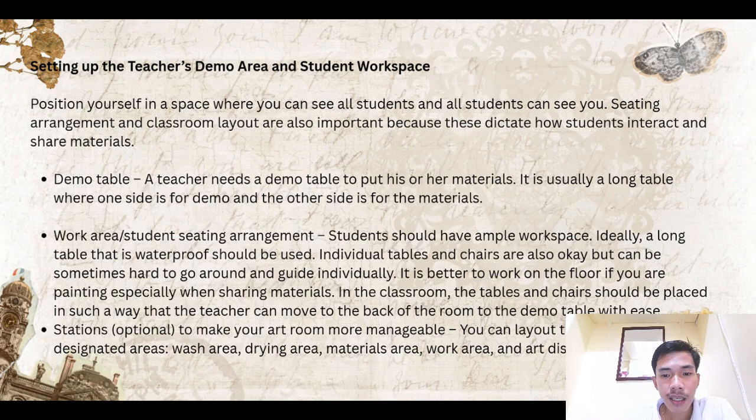So next is the work area and student seating arrangement. Students should have ample space, ideally a long, waterproof table. Individual tables and chairs are also okay, but it can sometimes be hard to go around and guide individually. It is better to work on the floor if you are painting, especially when sharing materials. In the classroom, the tables and chairs should be placed in such a way that the children can move to the demo table with ease.